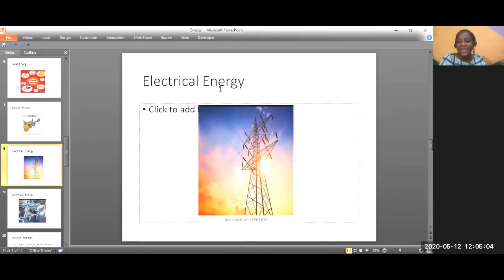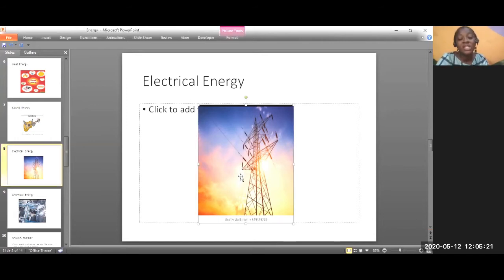E-L-E-C-T-R-I-C-A-L. Electrical. Where do we get electrical energy from? Energy produced by the flow of electrical charge through a conductor is called electrical energy. Like we have in this picture I'm showing you.